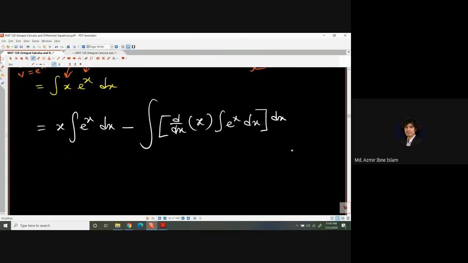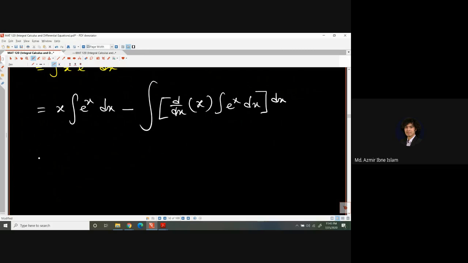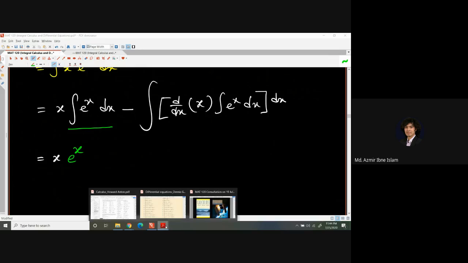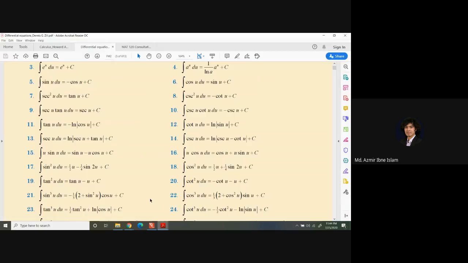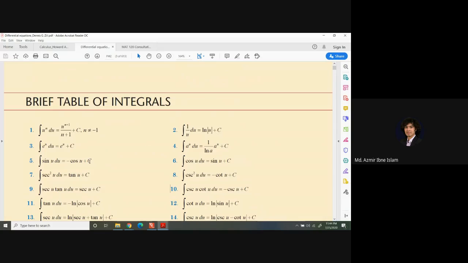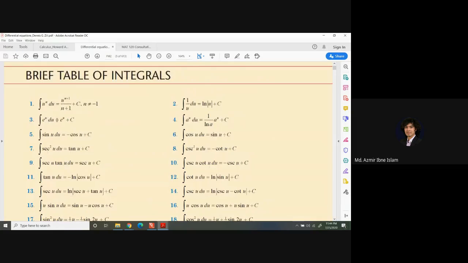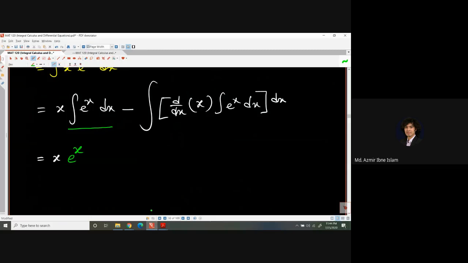So let's try to solve this one. Now we can directly apply the formulas of integration. You know that integration of e to the power x dx is actually e to the power x. We are applying the basic formulas, and I have already mentioned that you will find your basic formulas in the reference books. Integration of e to the power u du is e to the power u. So we are using this thing, negative integration.